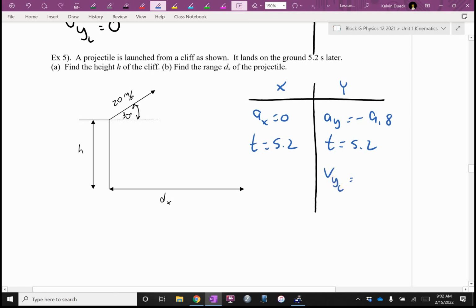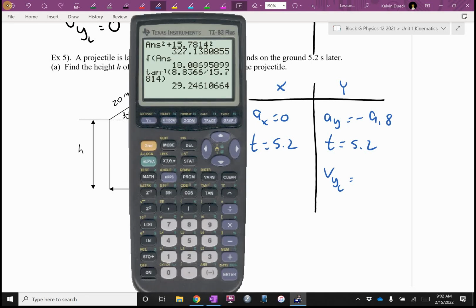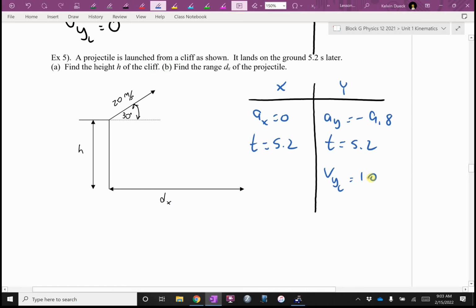Hey, Zach, what's VY initial? Which trig function? It's not 0 because, look, we're not launched horizontally. Which trig function is VY? Yeah, it's going to be 20 sine 30. I think this works out to 10 even. That's a bonus. Always nice if I don't have to carry yucky decimals.